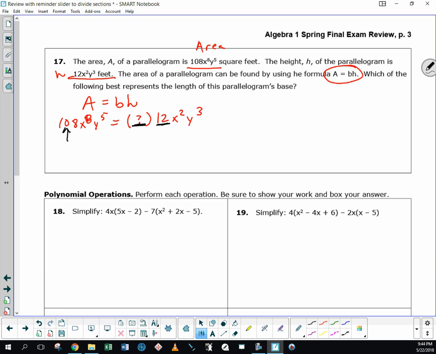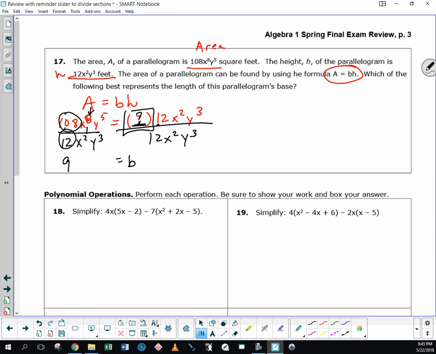The other way to look at it is to say, you know what? I need to get this question mark by itself, or that's what I need to figure out. So I'm going to isolate this base, and I'm going to divide by 12x squared y cubed. Now when you do that, you find out that the base, now I'm replacing it with an actual b instead of a question mark, equals, what's 108 divided by 12? Well, I would use my calculator. 108 divided by 12 is 9.